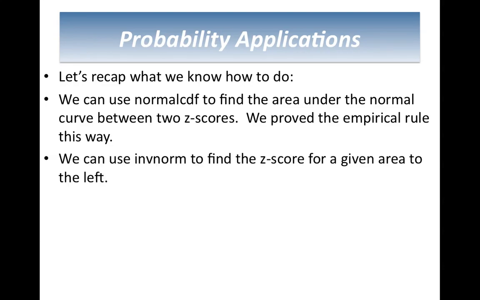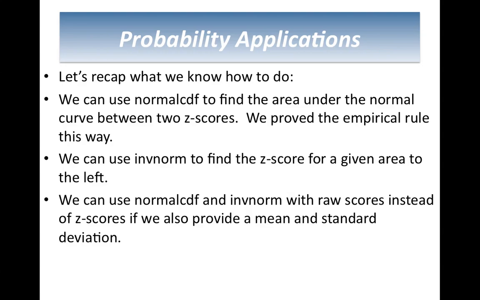We also used inverse norm to find a z-score given an area to the left. Now, for both these two bullets, if the question involves z-scores, then the mean on the calculator, the mean mu, is always specified as 0, and the standard deviation will be specified as 1, if the question involves finding z-scores or finding the area given z-scores. So mean is 0, standard deviation is 1.